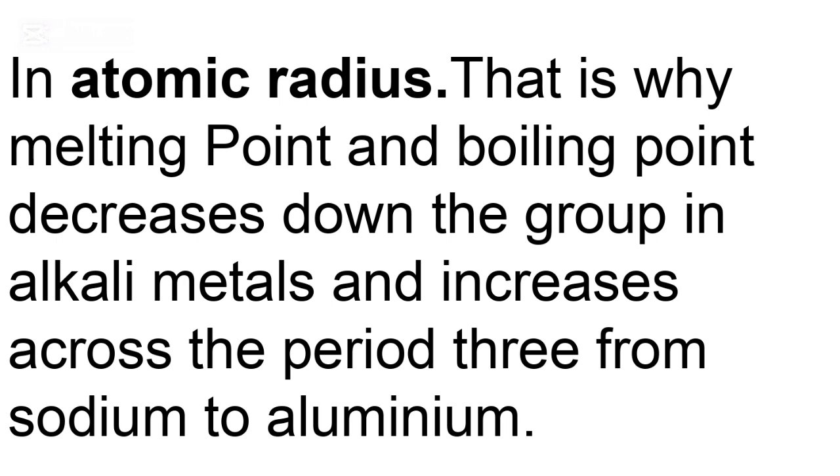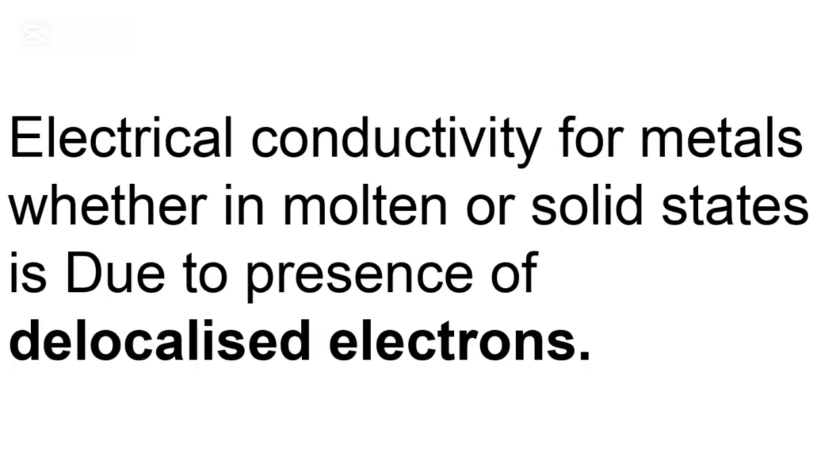If the atomic radius is tiny, then the packaging will be close to one another. The packaging of the atoms and the bond will be stronger as compared to when the atomic radius is big and there's no close packing of the atoms in the metal. Electrical conductivity for metals, whether in molten or solid state, is due to the presence of delocalized electrons. So in both cases, it is due to the presence of delocalized electrons.